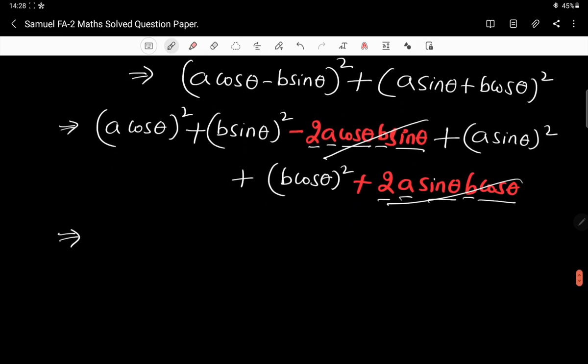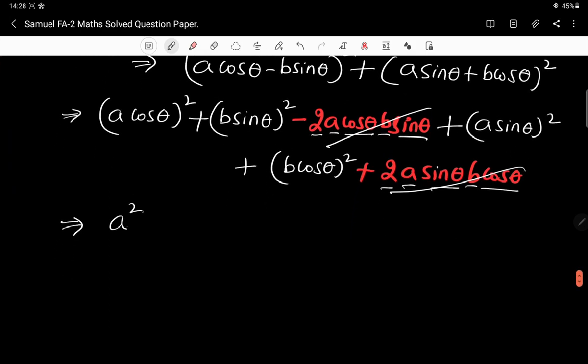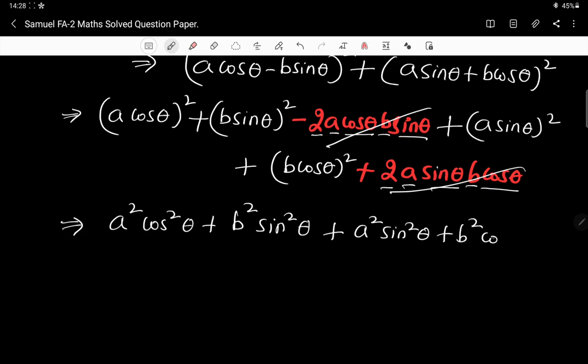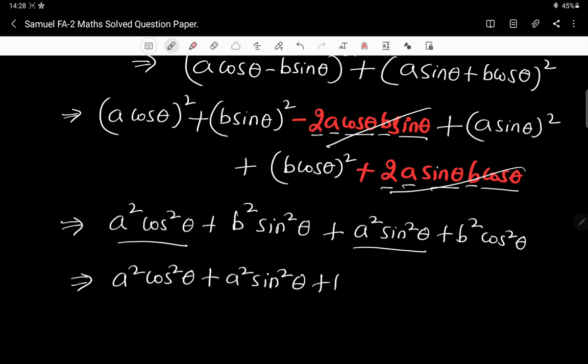Alright, then afterwards we are remaining with a cos theta whole square, that is a square cos square theta, plus b sin theta whole square, that is b square sin square theta, plus a sin theta whole square, that is a square sin square theta, then b cos theta whole square, that is b square cos square theta. Now look at this, a square cos square theta, along with this I can take a square sin square theta. Then b square sin square theta, along with that I can take b square cos square theta.